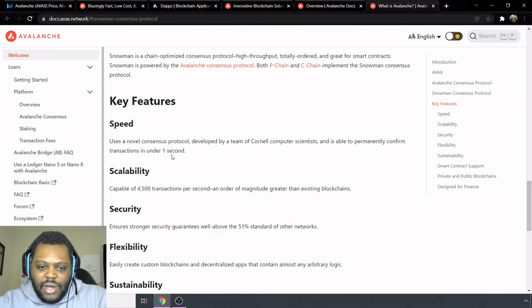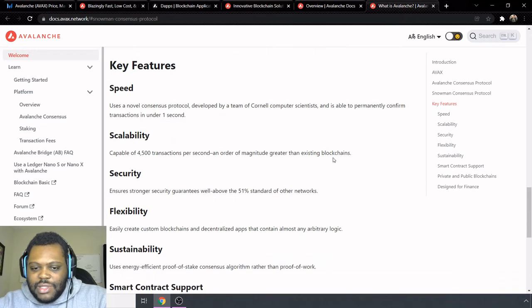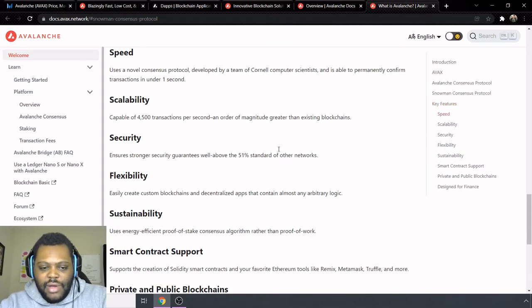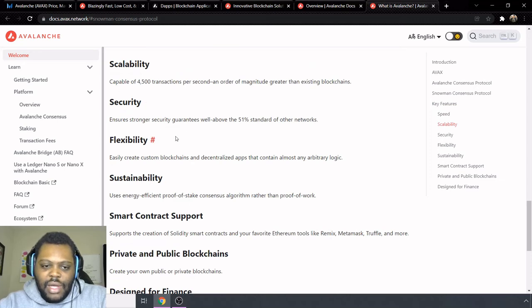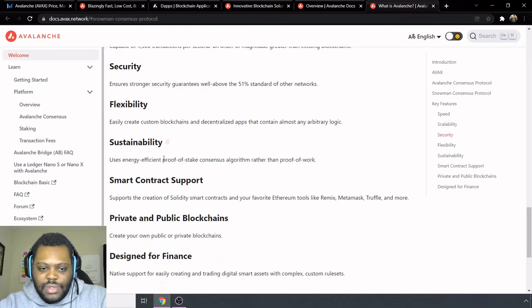Speed, like I said again, under 1 second. That's definitely something to look out for. You have scalability, so capable of 4,500 transactions per second. That's definitely something to look out for as well. Security ensures stronger security, guarantees well above the 51% standard of other networks. You have flexibility, easy to create custom blockchains and dApps that contain almost any arbitrary logic. Sustainability, using an energy efficient proof of stake consensus algorithm rather than proof of work.